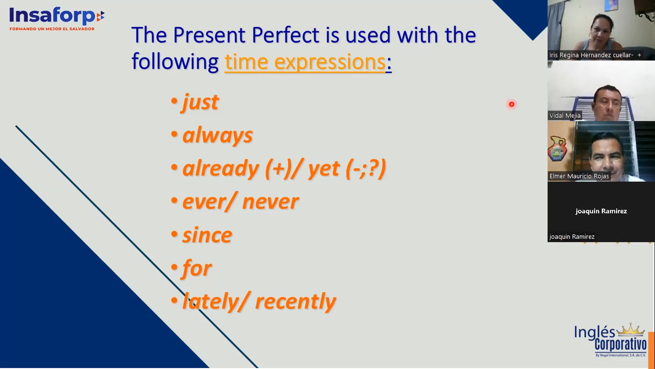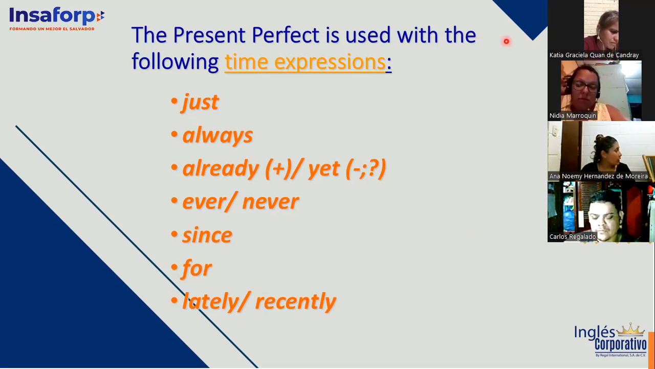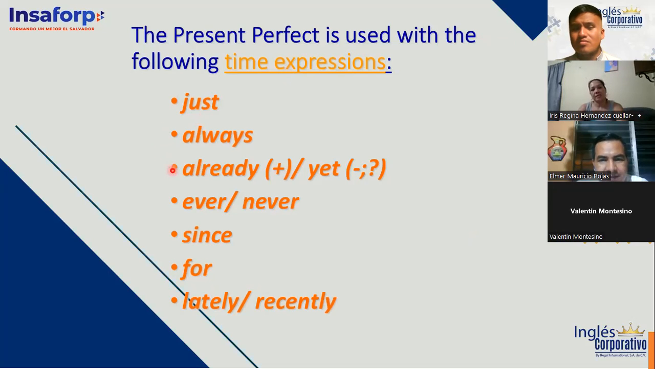Oh, it's okay. So then we can go with Iris, because I see that you didn't participate. So Iris, go ahead. Just, always, already, yet, ever, never, since, for, lately, recently. Elmer, did you say that? No, teacher. Okay, let's go, Elmer. Just, always, already, yet, ever, never, since, for, lately, recently. Recently. Okay, so those are time expressions that we are going to use with the present perfect.